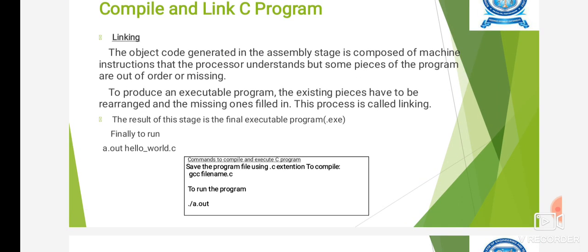Then linking. The object code generated in the assembly stage is composed of machine instructions that the processor understands, but some pieces of the program are out of order or missing. To produce an executable program, the existing pieces have to be rearranged and the missing ones filled in, right? This process is called linking. The result of this stage is the final executable program, which for the particular program name is a .exe file. So this is an example for the linking phase.